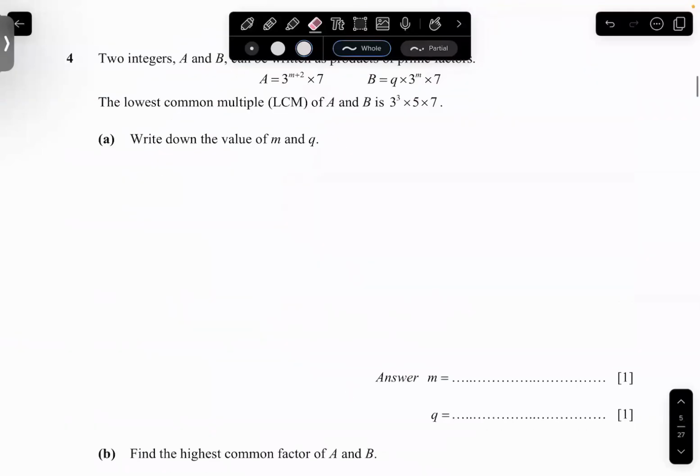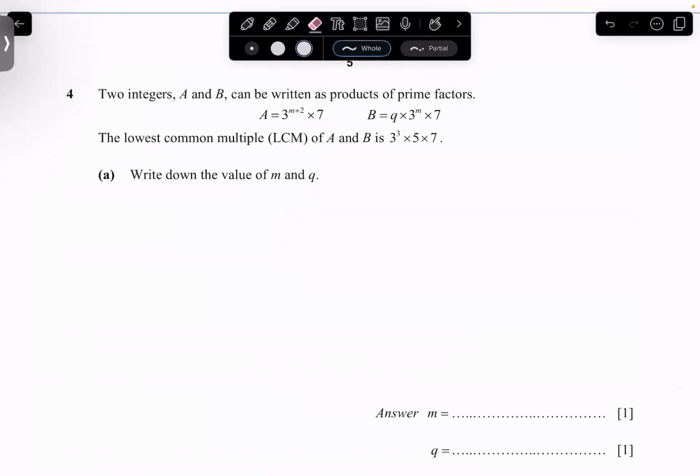Question 4. Two integers a and b can be written as products of prime factors. a equals 3 to the power of n plus 2 times 7. b equals q times 3 to the power of n times 7. The lowest common multiple of a and b is 3 cubed times 5 times 7. Write down the values of n and q. So a equals 3 to the power of n plus 2 times 7.